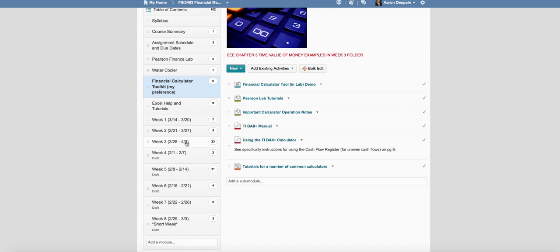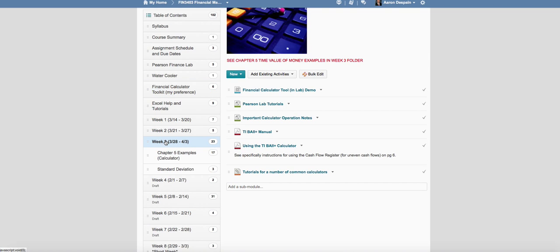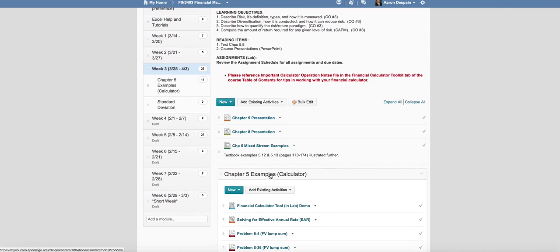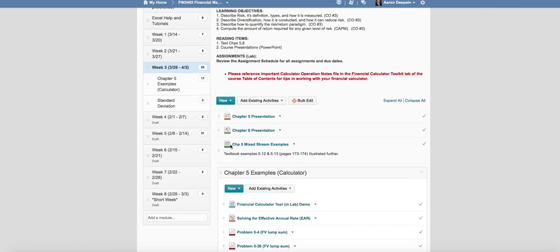Also, just so you know, in the week 3 folder, this has a file which is an Excel file, but what I've done is show both the manual as well as calculator approaches to solving the textbook examples of 5.12 and 5.13 in chapter 5. So again, it's an Excel file, but I did not solve them with Excel. I actually just illustrated the manual approach along with the financial calculator approach step by step on how to solve it within the cash flow register of the calculator.